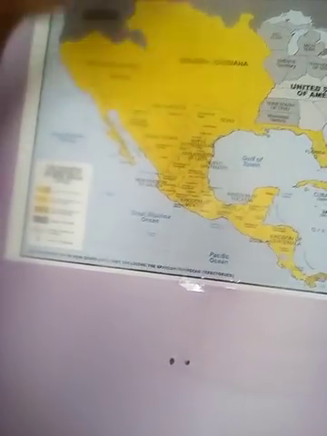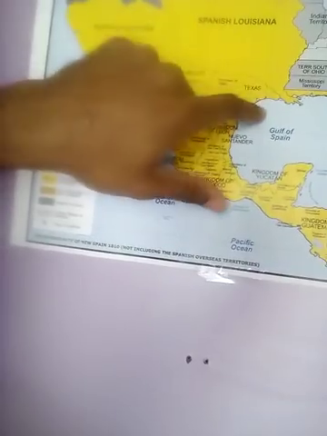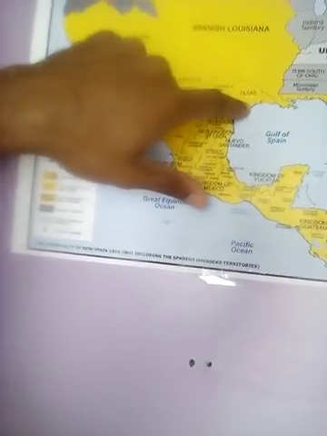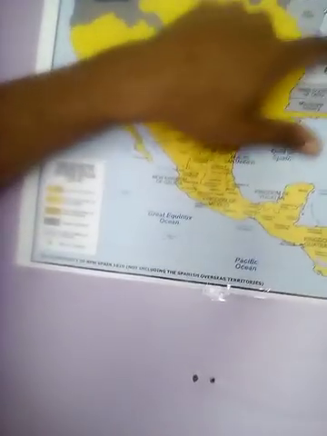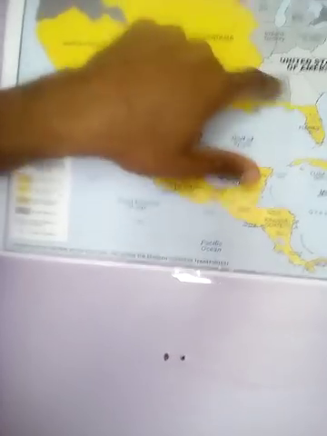France surrendered Louisiana to Spain, because Spain was governed by the same royal gang called the Bourbon dynasty. Okay? These parts were also part of Louisiana, but they fell onto Great Britain. So this here, all of this became British territory.